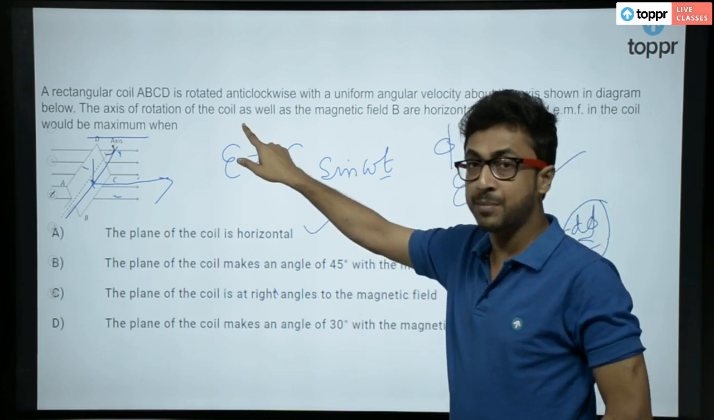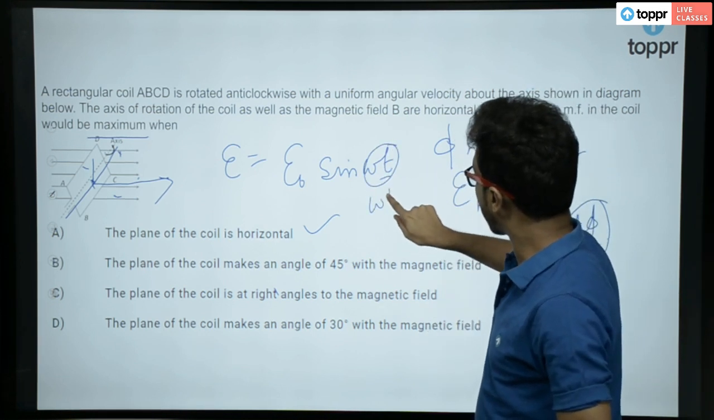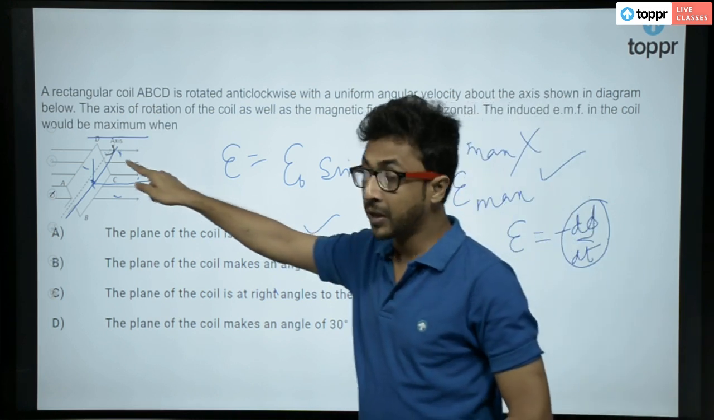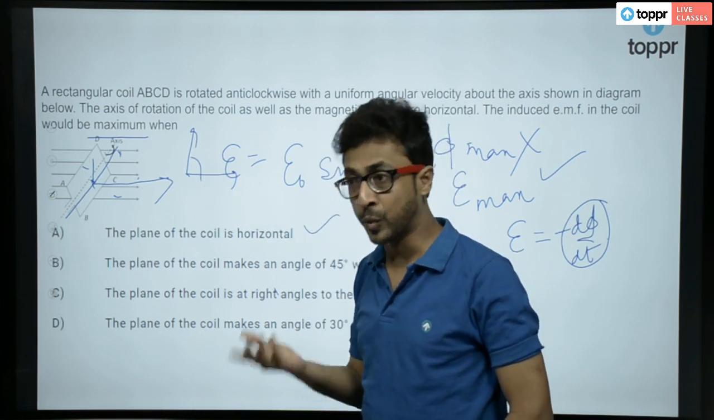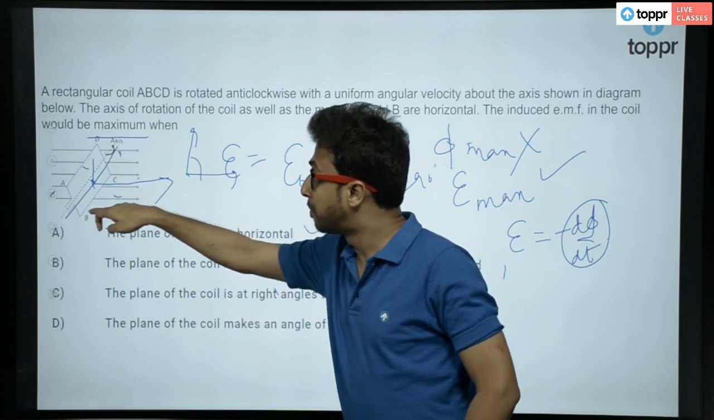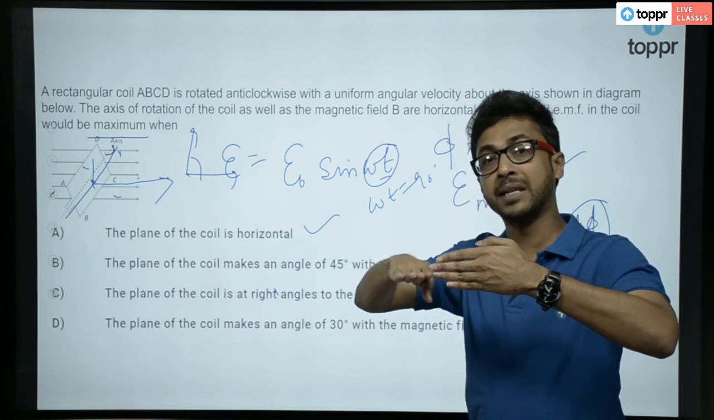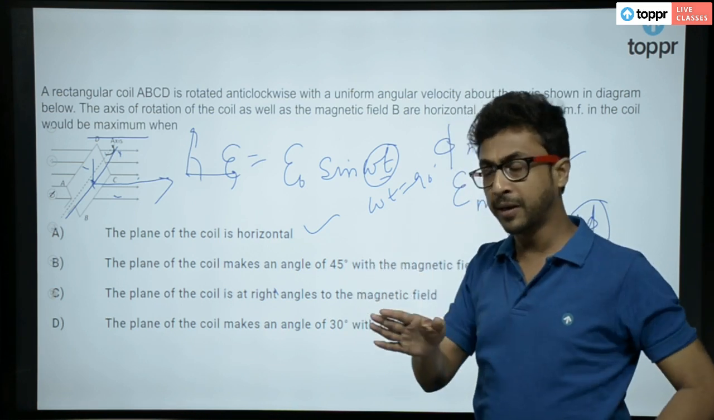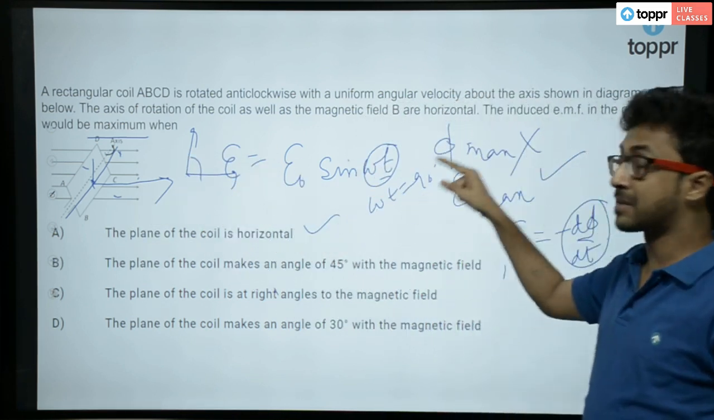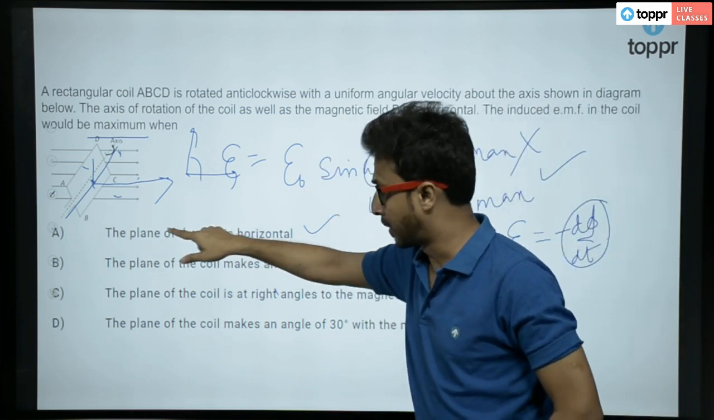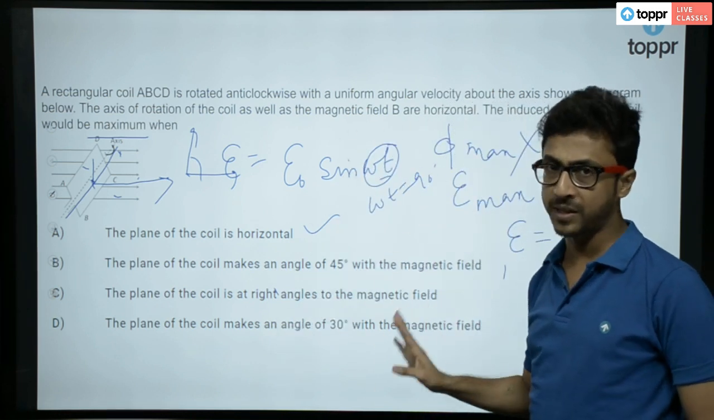Now, when will it be maximum? When sine omega t is 1. Sine omega t is 1 when omega t equals 90 degrees, meaning the area vector is perpendicular to the magnetic lines of force, which means nothing but the area is parallel to the magnetic lines of force. Understood? Clear? So in both ways, one is theoretically understanding why the flux is maximum when the plane of the coil is horizontal, and at the same time using the formula. I hope it is clear.